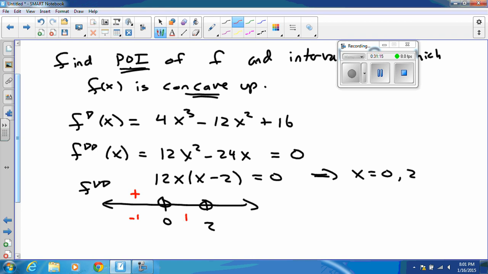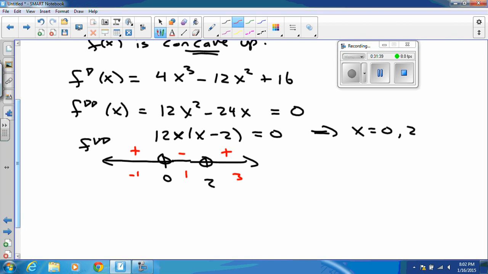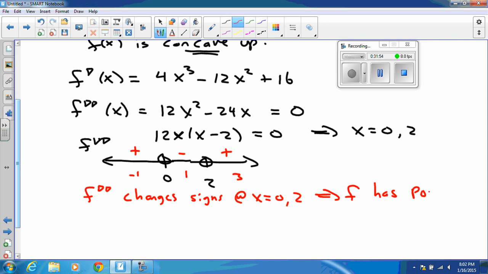And now we consider values of x that are first less than 0, perhaps -1. And when I plug in x equals -1 into f double prime, I get a positive value, specifically positive 36. I consider a value between 0 and 2, perhaps 1. When I do, I get -12. Just negative, that's all we need. And then when I plug in a value of x that is greater than 2, perhaps 3, then I get positive 36. So this is my f double prime number line.